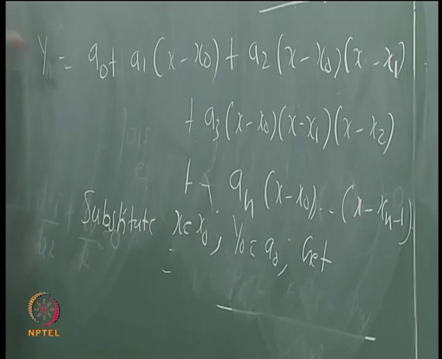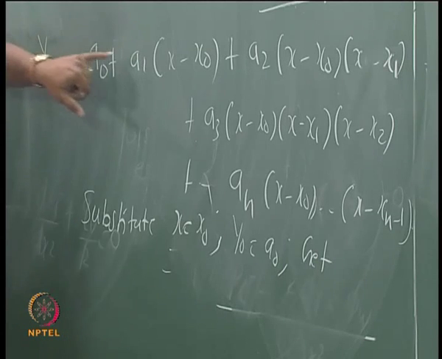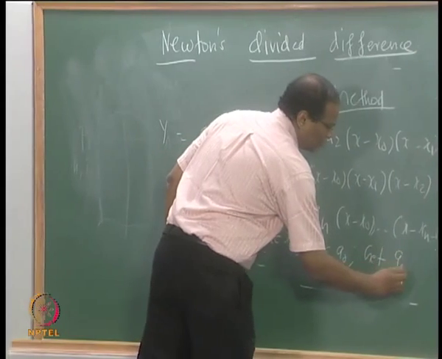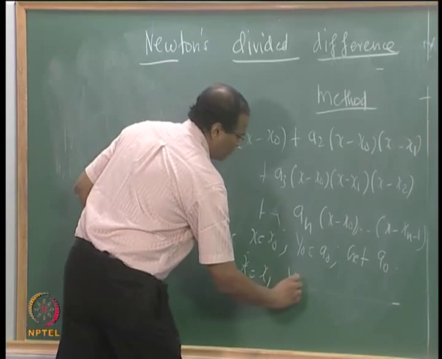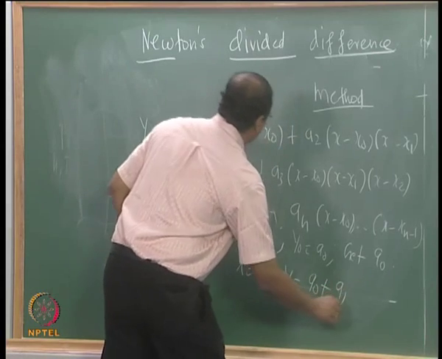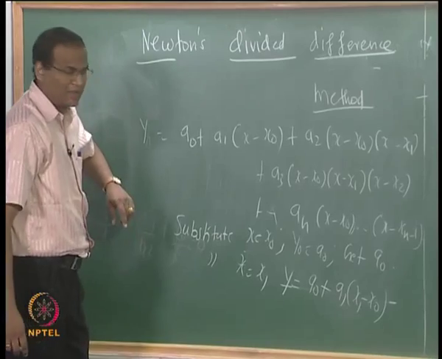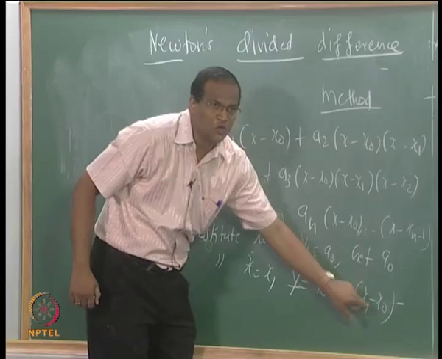We are trying to fit a polynomial for y in terms of x, so we have to get all these coefficients a0, a1, a2. Now I am giving you the procedure to determine them. If you substitute x equal to x0, all the things vanish except the first term, so you get a0. Now substitute x equal to x1. So y1 will be equal to a0 plus a1 times x1 minus x0. All the other terms will vanish. You already know a0, and you know x1 minus x0, so you will get a1.